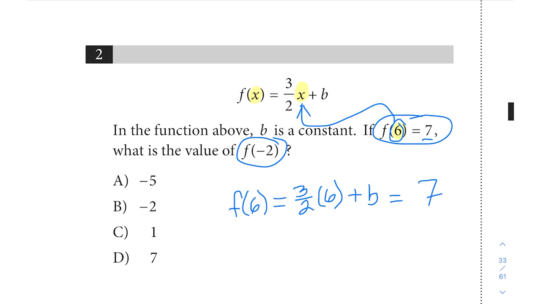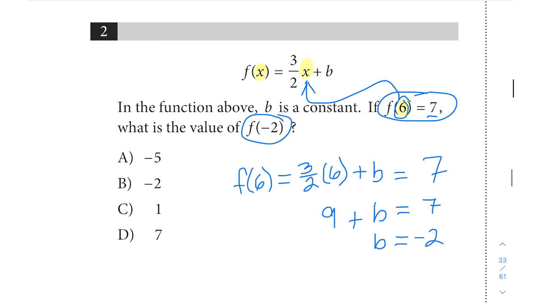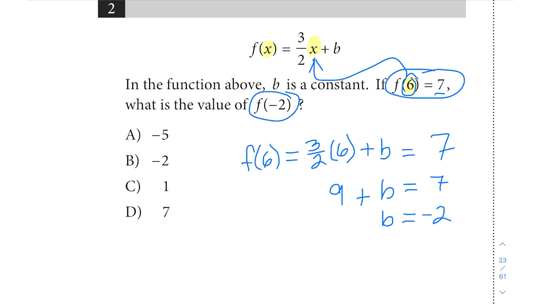And then now, they tell us that that is equal to 7, right? So we can try to solve 3/2 times 6. If you multiply 3 times 6, you get 18, and divide by 2, that would be 9, plus b equals 7, which would give us that b equals negative 2 when we subtract 9 from the other side. So now the question's asking for f of negative 2.